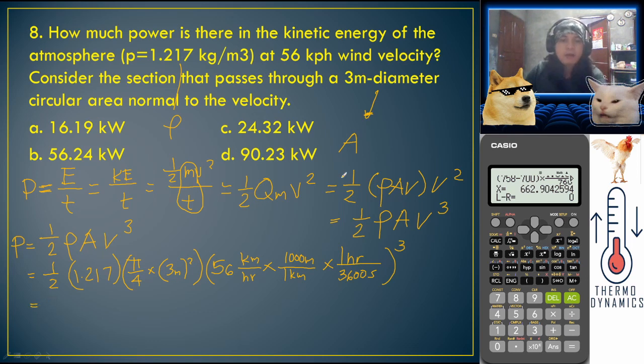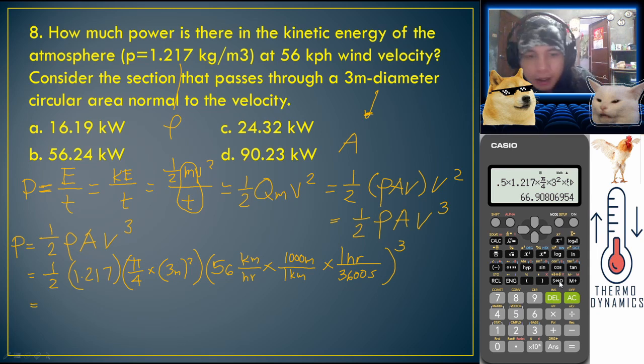Okay na tayo? Kompleto na ang tropa, ipasok sa formula. We have 0.5 times 1.217 times pi over 4 times 3 square times 56 times 1,000 all over 3,600 equals syntax error. Kulang lang ng multiplication sign. Equals, yes sir, we have 66.91. Meron ba tayo dyan? 66.91. Oops, bakit wala?